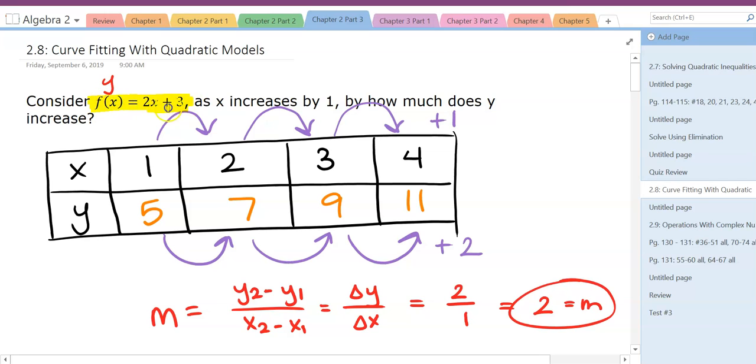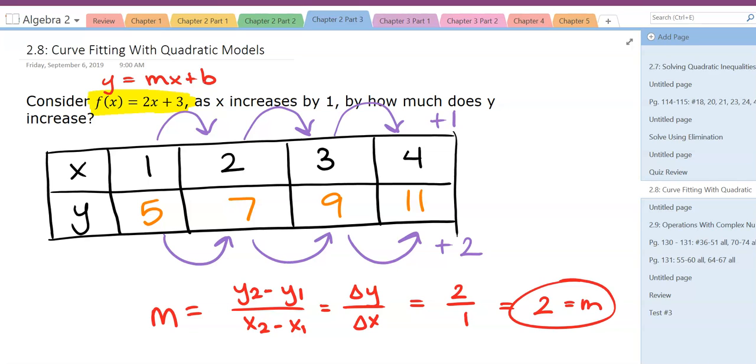Back up here, where do you see 2? The 2x. So remember, this is in slope-intercept form. y equals mx plus b. m is your slope. So when I looked at that linear equation, that 2 is my slope. That's telling me that I'm going up 2 over 1, up 2 over 1 if we were graphing it.